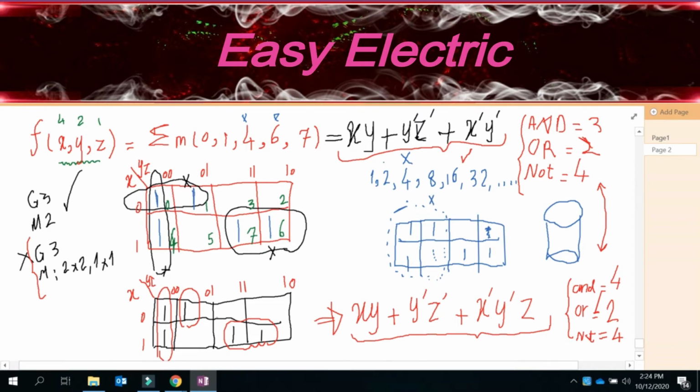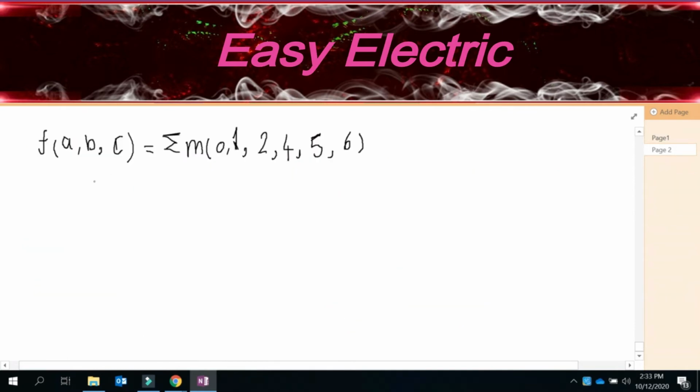So that means if you have the wrong selection, you are not getting the simplest form of the function. You couldn't say this is the simplest form. So if you follow that rule, the number of groups minimum and the members maximum, then you could claim this form that you have is the simplest form of this function, and you couldn't get a simpler form of the function, okay?